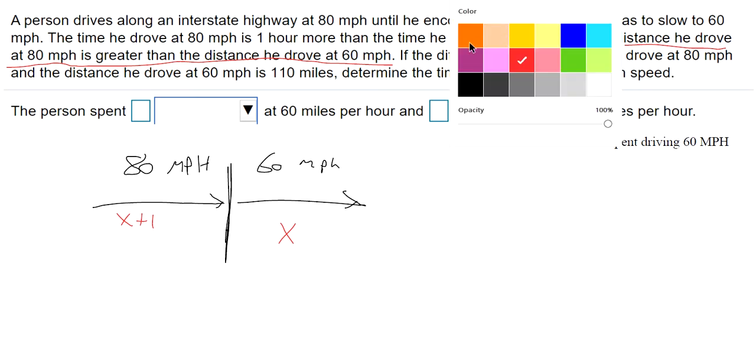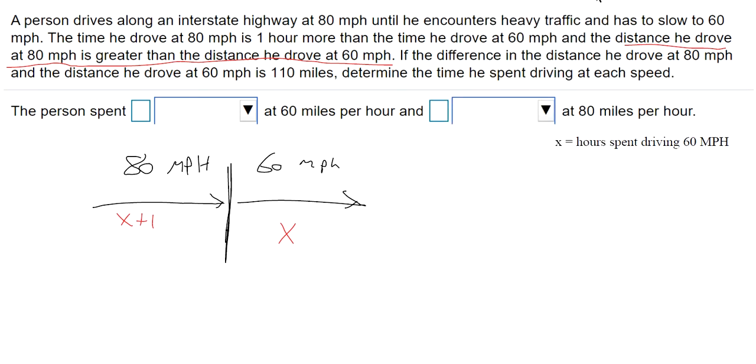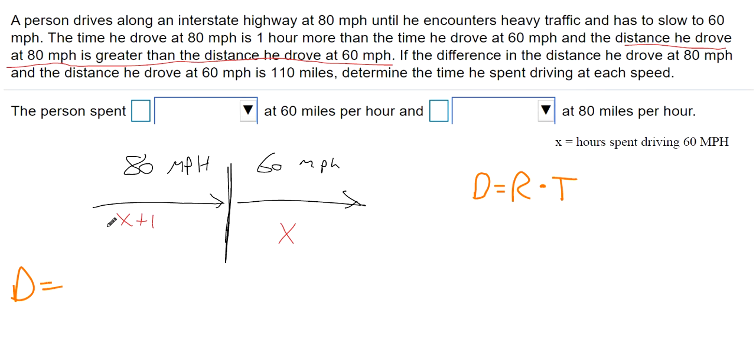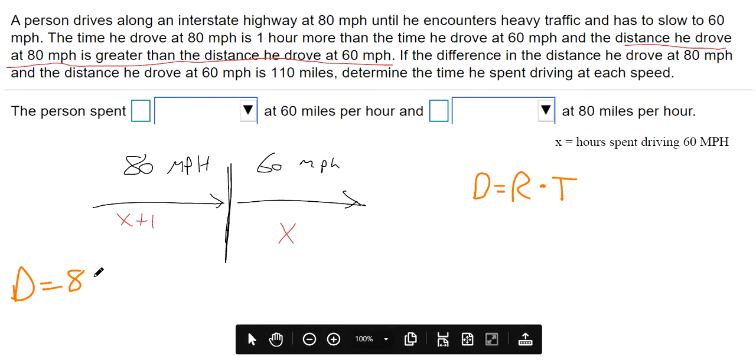So what we need to do next is use this equation that we've seen in other word problems in this section. The distance that we travel is equal to the rate that we travel at times the time that we travel at. Right? So we'll make two different distance equations, and then we can use this number 110 to help us. The distance for this first one is 80 miles per hour for the rate, and then the time is x plus 1. It's whatever the 60 miles per hour time is plus another hour.